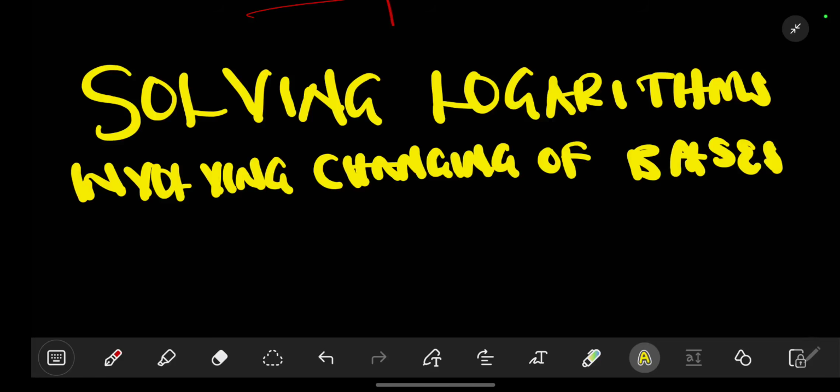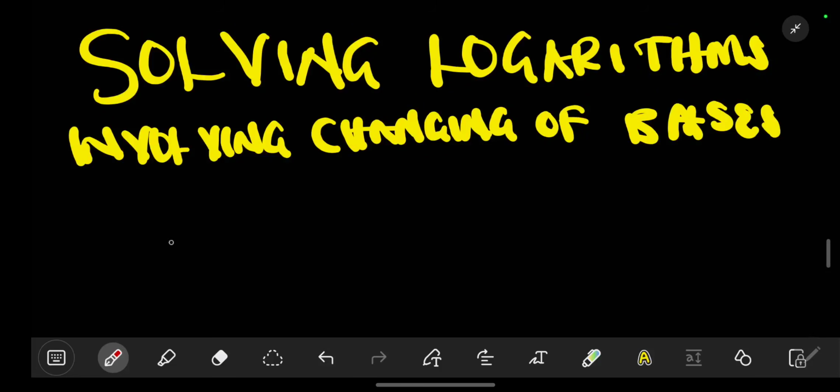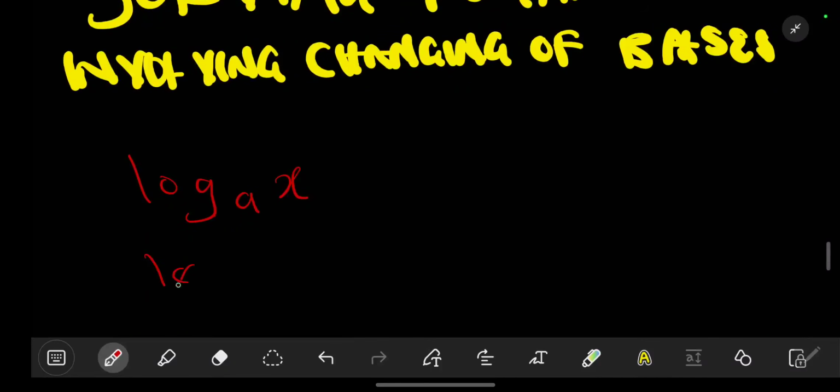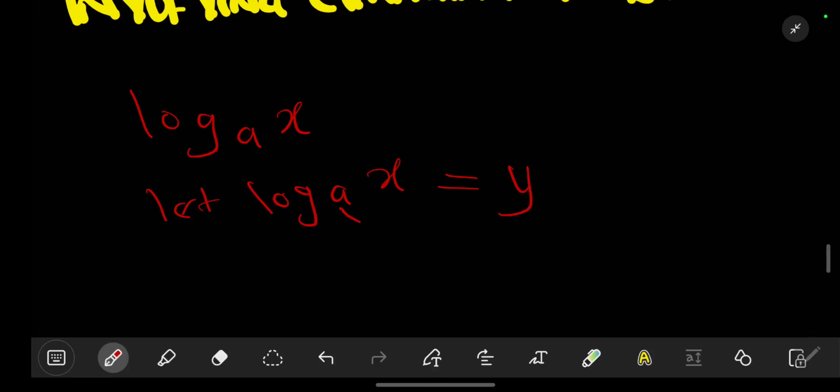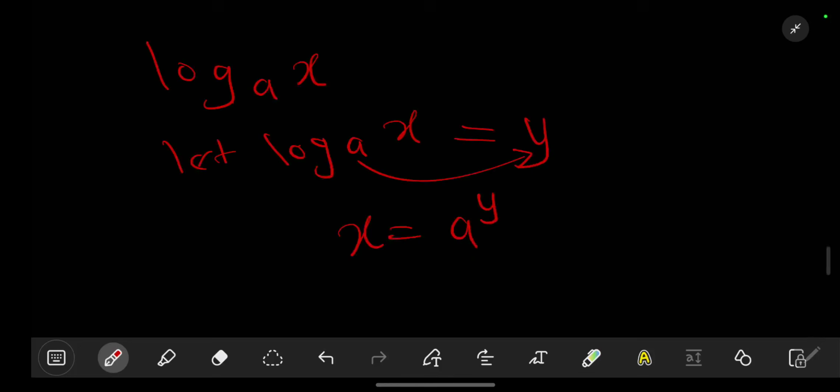In this video we are going to be solving logs involving the changing of bases. For example, let's say we have the log of x base a. You are going to let the log of x base a be equal to y. Then according to the properties of logs, this can go there and form the power or the base, so x is equal to a to the power of y.